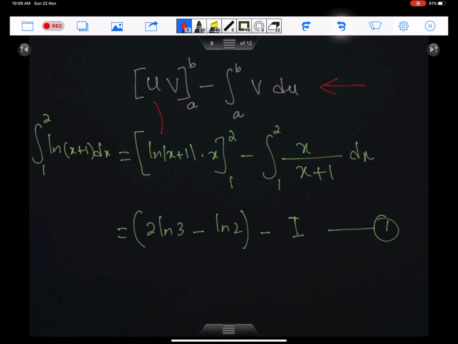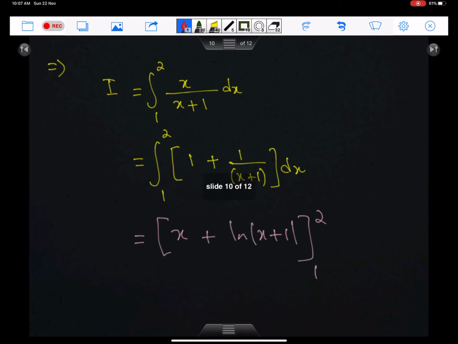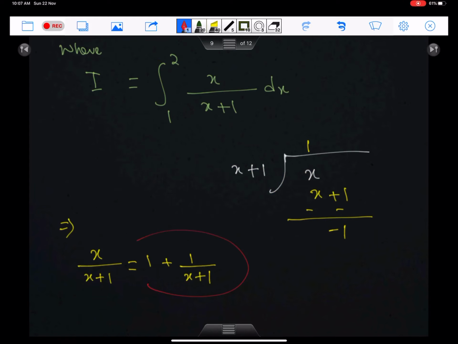So we just need to apply limits here, and we just need to suppose this integral as I, because here we have to use long division because this is an improper fraction. So by considering this integral separately, we have x upon x plus 1, and first we have to use long division. This is the long division method, and this is the remainder theorem. Now we can easily integrate this fraction because we have got the remainder theorem form of the fraction.